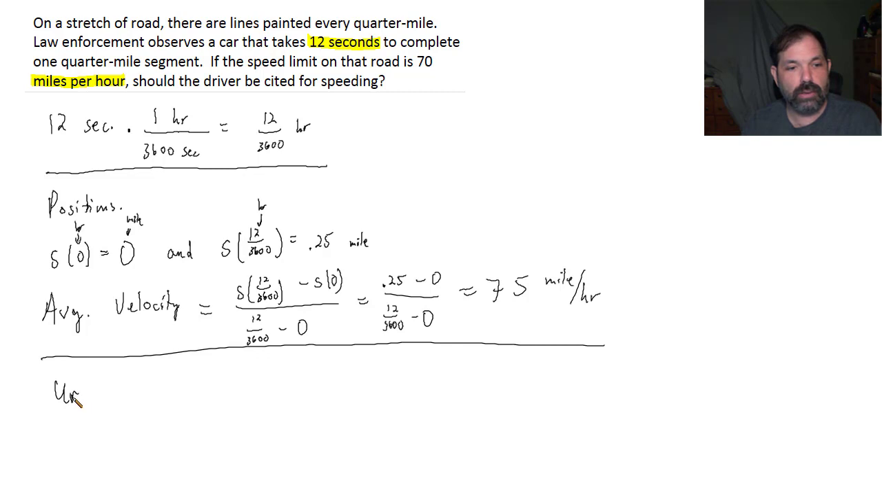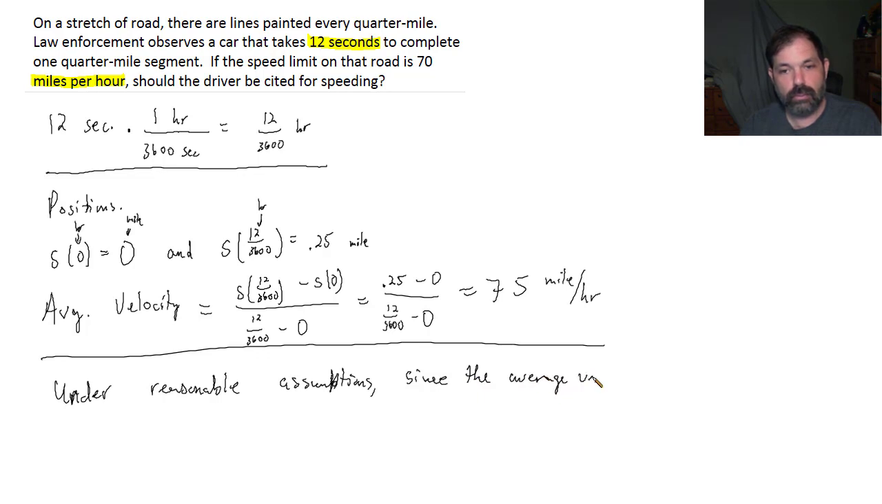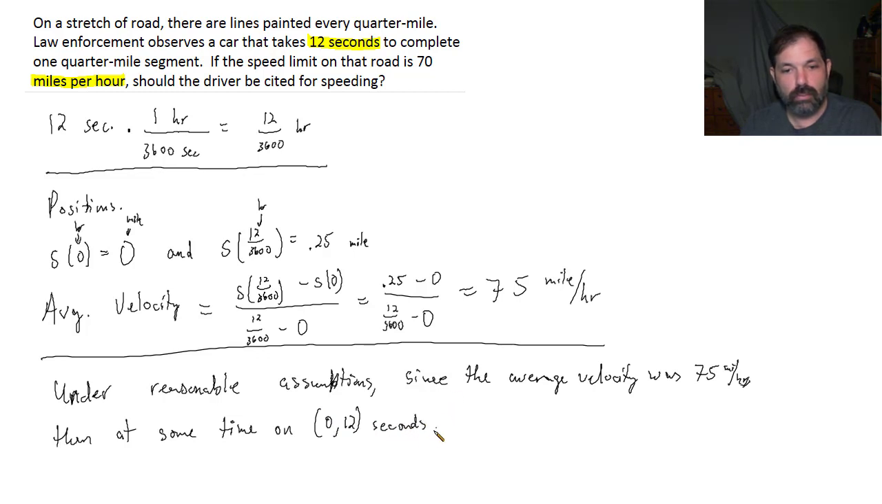Under reasonable assumptions, since the average velocity was 75 miles per hour, then at some time on 0 to 12 seconds, the instantaneous velocity must have also been 75 miles per hour.